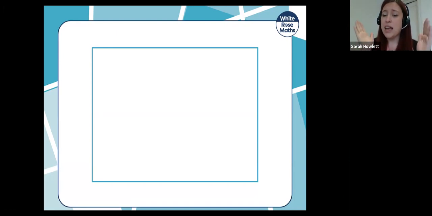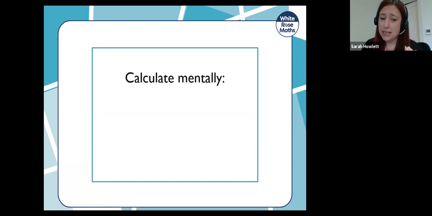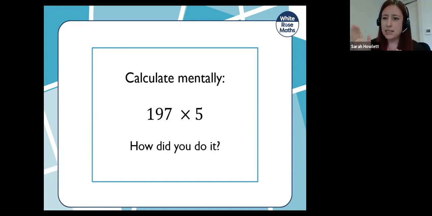So we're going to do another chat blast. Again, I'm going to give you some of that thinking time with the taps of my hand, but have a go mentally at this and let's see what we notice this time. So first of all, calculate mentally 197 multiplied by 5. How did you do it? Don't press enter just yet. I'll give you that thinking time. Okay, press enter. Let's see your ideas flash up.